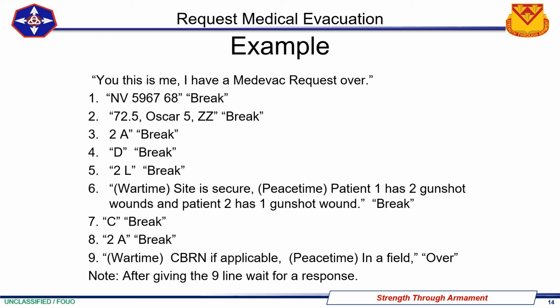November Victor 5 Niner 67 68, break. 72.5 Oscar 5 Zulu Zulu, break. 2 Alpha, break. Delta, break. 2 Lima, break. Site is secure, break. Charlie, break. 2 Alpha, break. CBRN isn't applicable, so just say over.